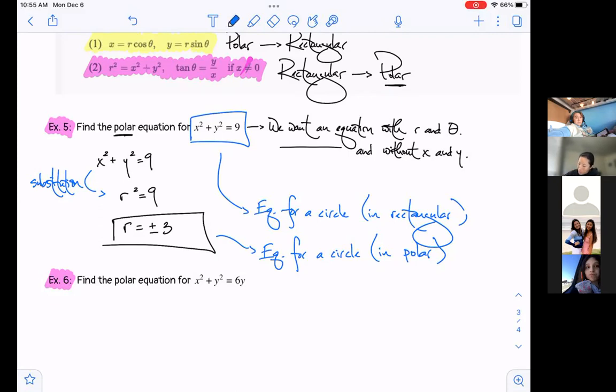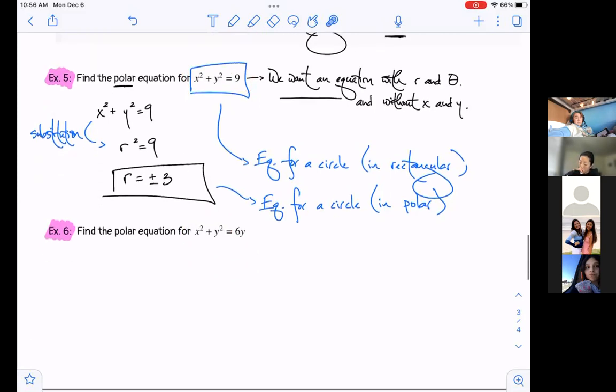But compare these two equations for a moment. What's the same and what's different? We're still using the x squared plus y squared, but now we have another like letter y. Exactly, right? So this left-hand side is exactly the same. The right-hand side, though, 9 and 6y, that's a little bit different, okay?